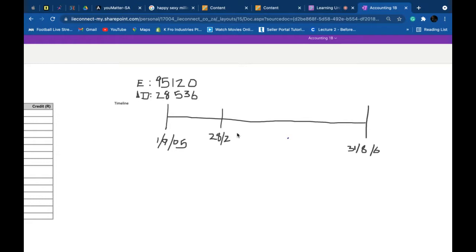Okay, no problem. And it tells us that we did not do anything else. We didn't buy or sell anything else. Okay, so that's the only thing we need to worry about here. And how much did we sell that for?